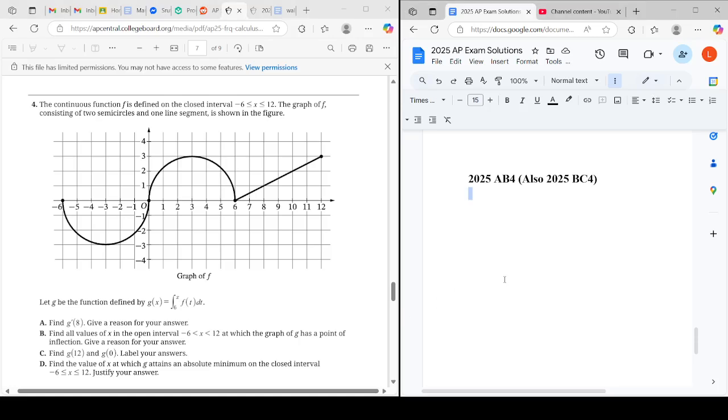Today we're going to get our solution to 2025 AB4 or BC4. On the AP Calculus exams, both exams, if you took AB or BC, you would have seen this question.